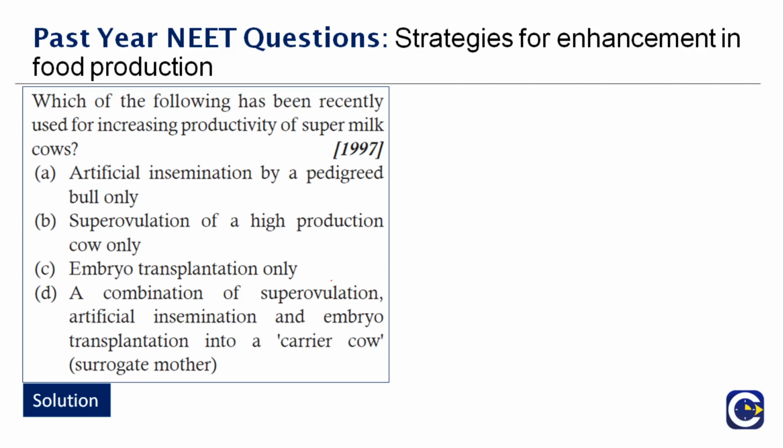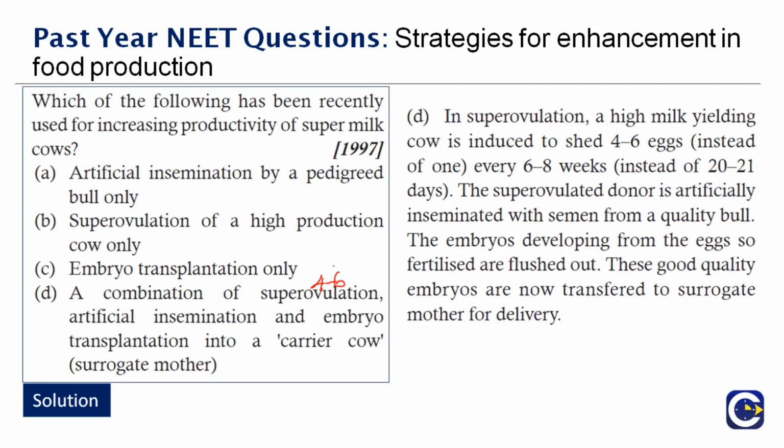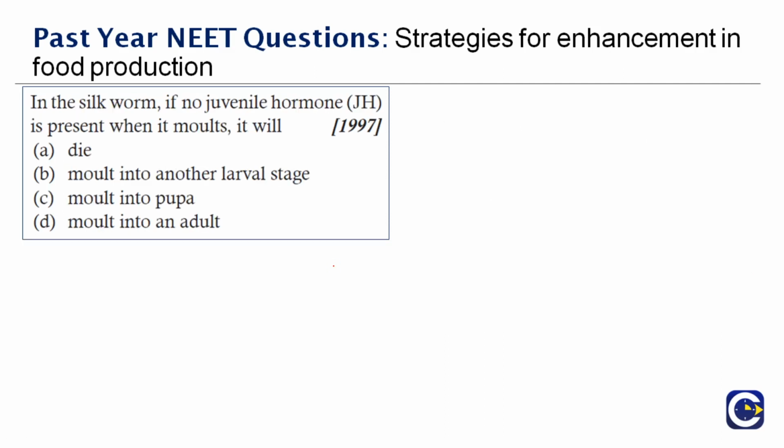The high milk yielding cow is induced to shed 4 to 6 eggs instead of 1. The super ovulated donor is artificially inseminated with semen from the quality bull. The embryos developing from the fertilized eggs are flushed out. The good quality embryos are now transferred to a surrogate mother for delivery. So option D is the right answer. It's a combination of super ovulation, artificial insemination and embryo transplantation into the carrier cow, which you call simply a surrogate mother. Okay. Next question here.